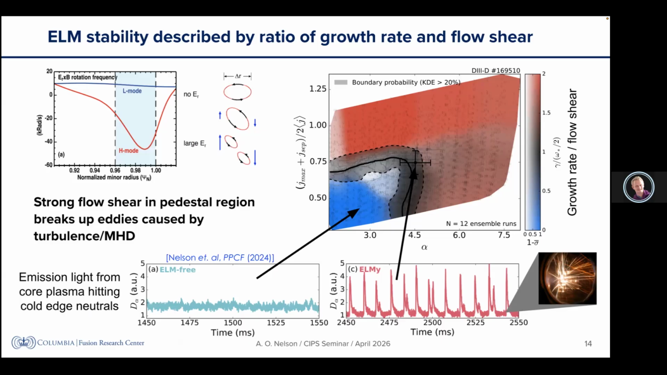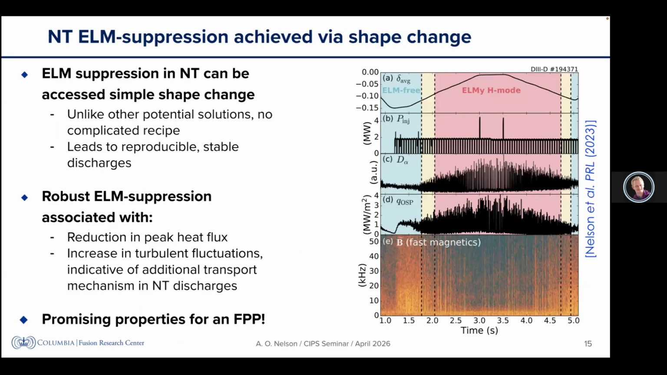So this is a plot in time of a negative triangularity discharge that we ran, where the triangularity delta here is moving from negative to 0 and then back to negative. So this is one of those ones that we were talking about. It's right on the border, right?